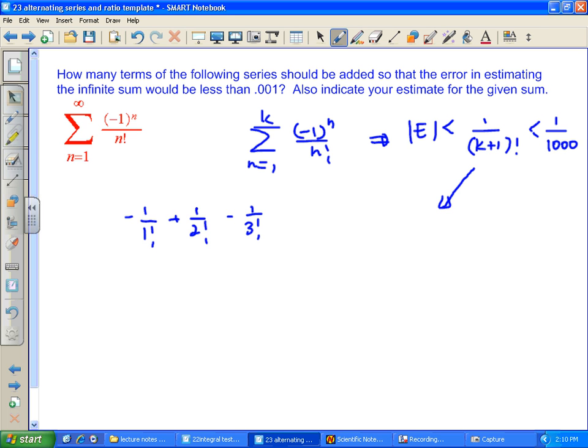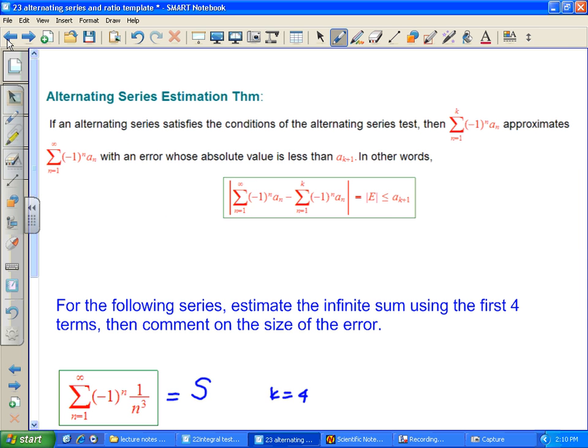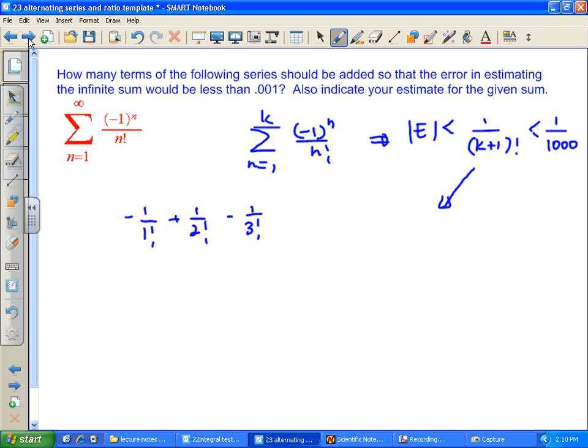Yes, because the theorem says, let's go back to the theorem. It says right here, you should use a sub k plus 1 as your error estimate. If you use the first k terms, use the k plus first one for the error estimate. Always the next unused term. Like if you use the first 10 terms, you will use the 11th one as your error estimate. And remember, this only works for alternating series, okay? All right, so we're going to solve this inequality. Do a cross multiply once again. 1,000 less than k plus 1 factorial.